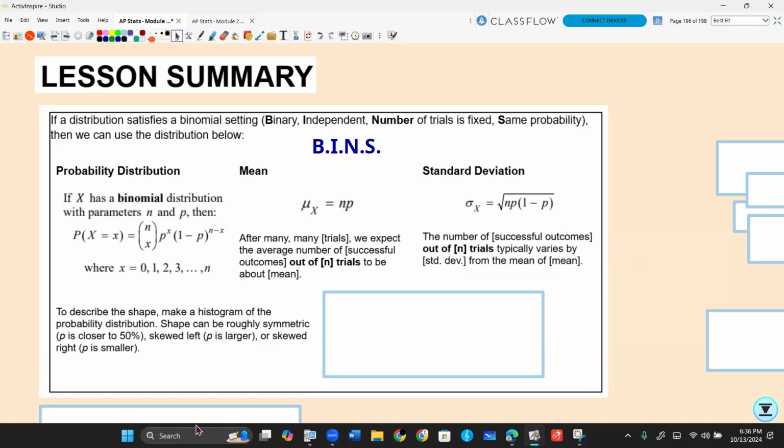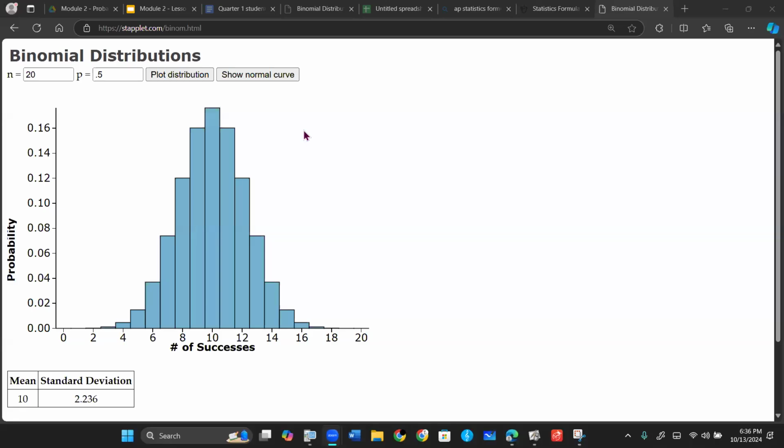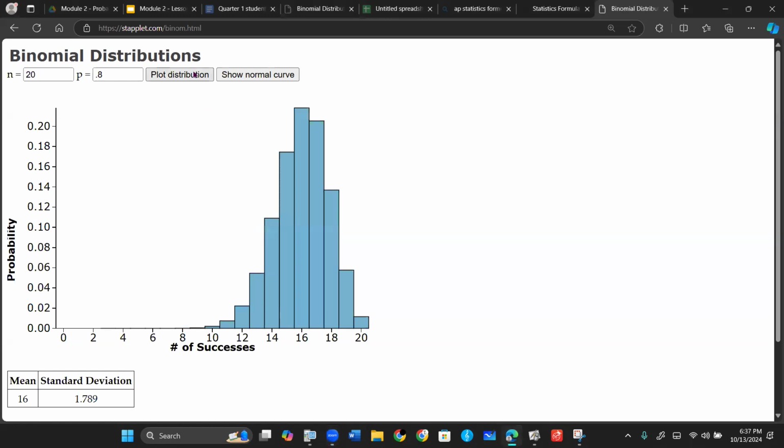Let me actually model that for you real quick. So let's just give you some numbers here. Throw some numbers in Stapplet. If I have a 50% probability, it's going to be symmetric, because 50% is right in the middle. So that bump's going to be right in the middle. If I have 20 trials, then we would expect it to be peaked at 10 because half of 20 is 10. But let's say that is maybe an 80% probability.